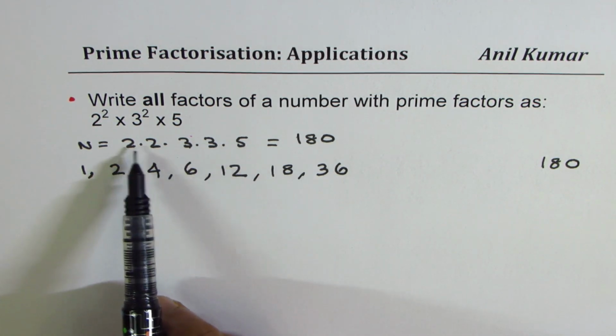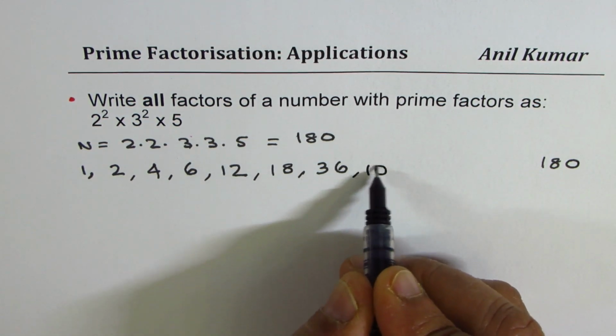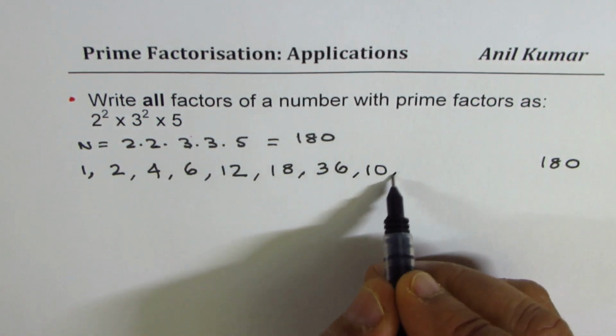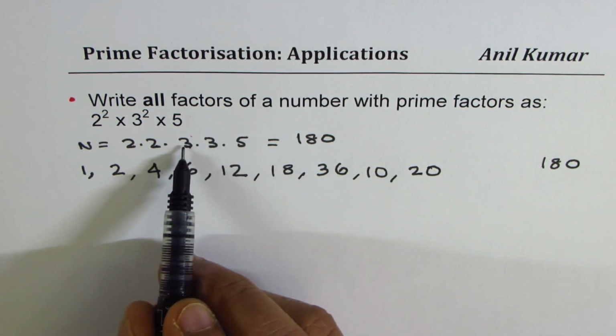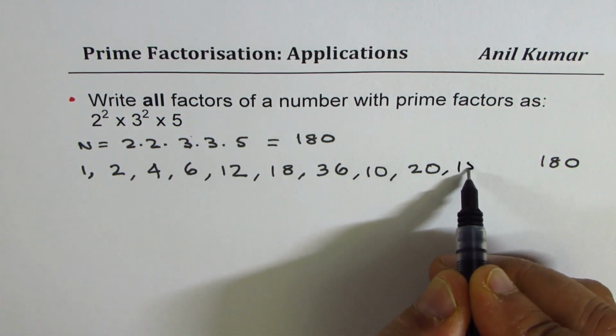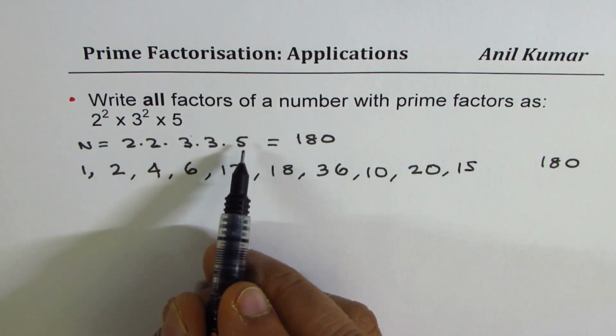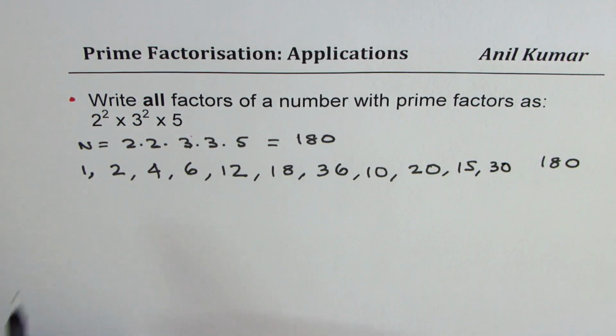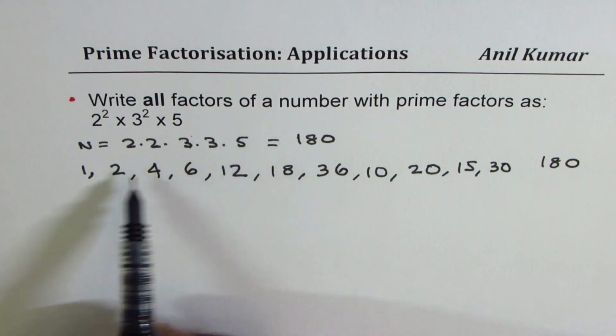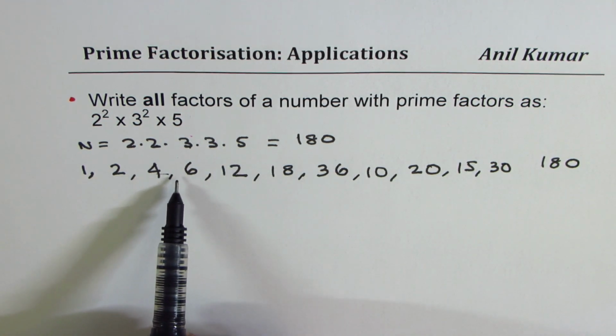So when I do 2 with 5, I get 10. 4 with 5, I get 20, right? I could multiply 5 with 3, which is 15. And I could multiply 5 with 6, which is 30, right? Now, we could multiply 5 with these combinations, correct?